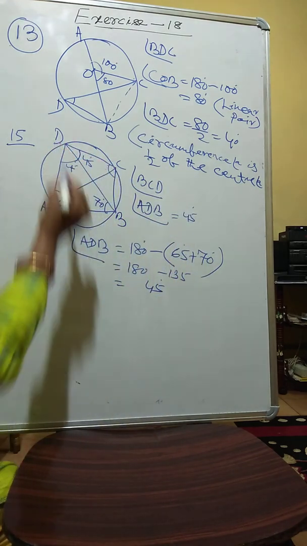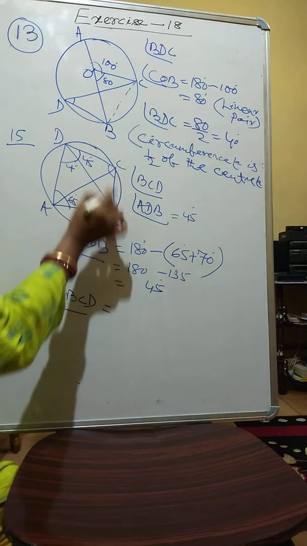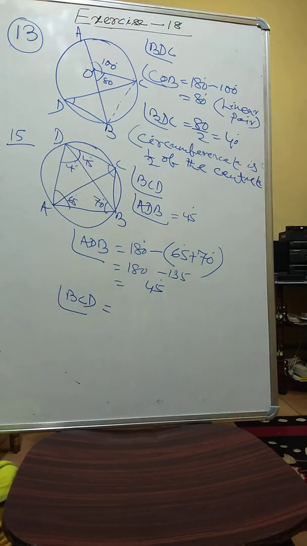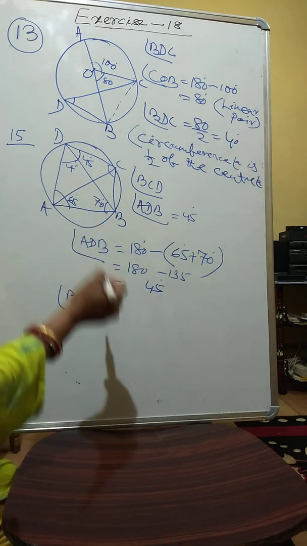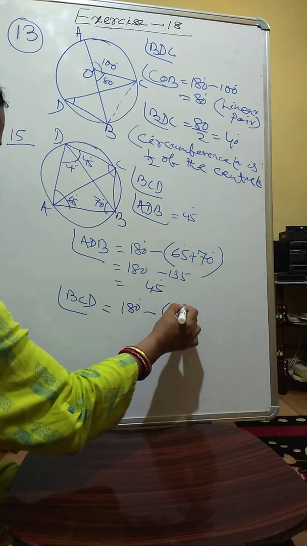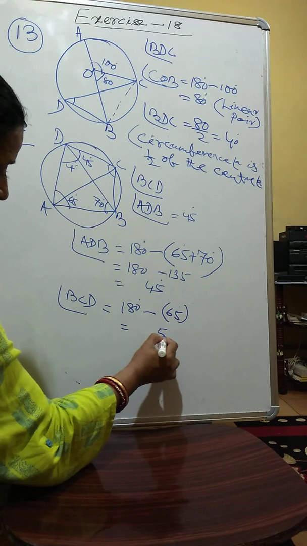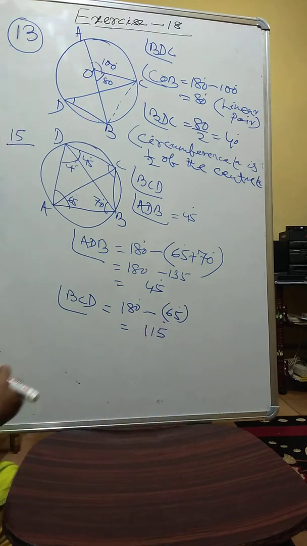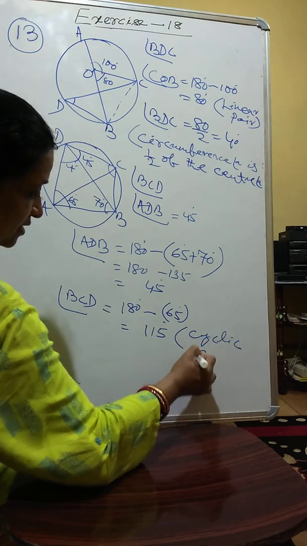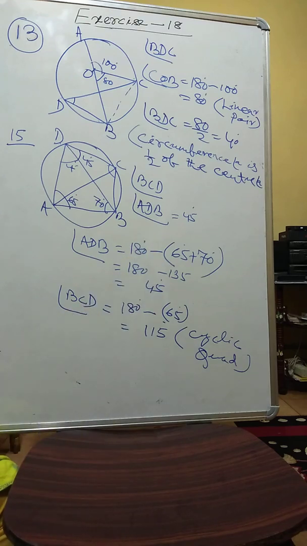Now angle BCD. 1, 2, 3, 4. 4 angles are on the circumference. Therefore it is a cyclic quadrilateral. Hence I will write 180 minus 65. That is y. You write cyclic quadrilateral. Okay.